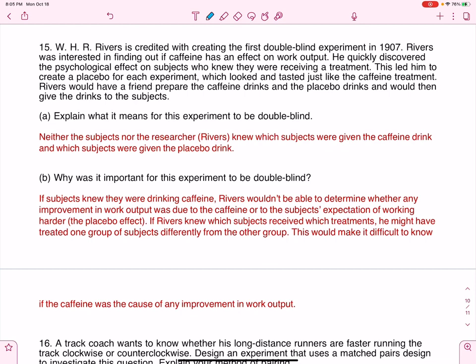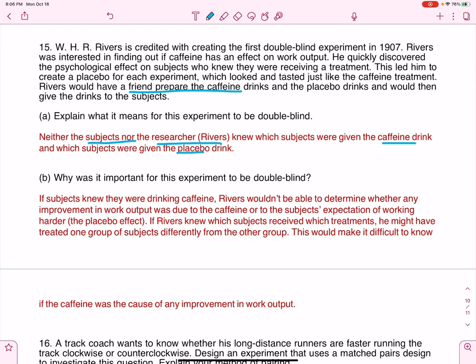So when we look at blinding, what it means when we're asked to explain what it means for this experiment to be double blind, well, notice in the problem, Rivers would have his friend prepare the caffeine drinks, and then he would give the drinks to the subjects. So that means the subjects don't know what they're getting, and the researcher also didn't know what subjects were given either. Okay, he knew they were given a caffeine drink or a placebo, but nobody knows which one they're getting.